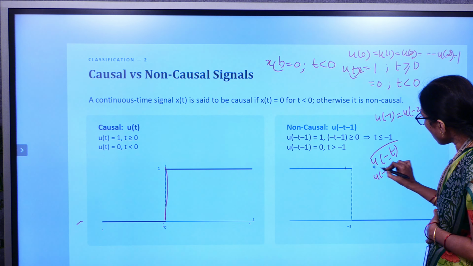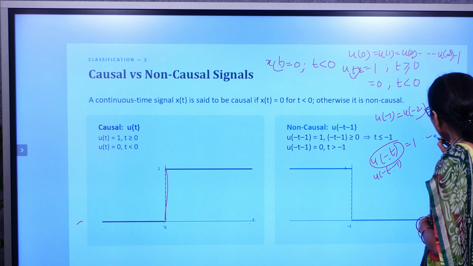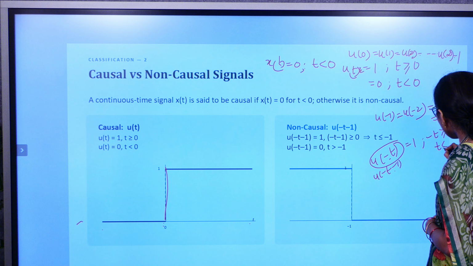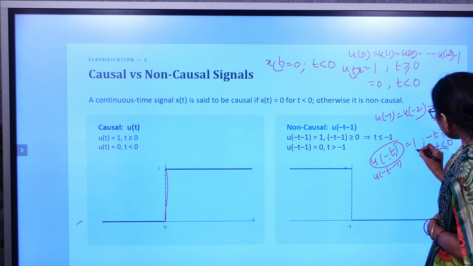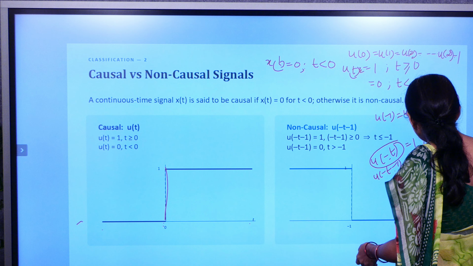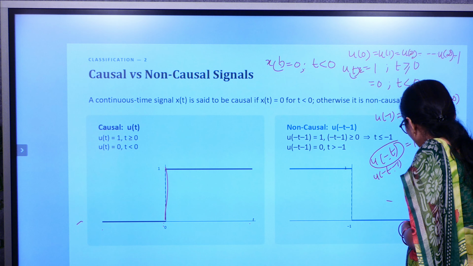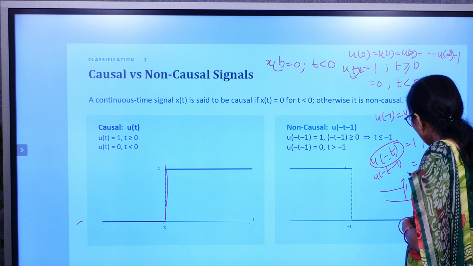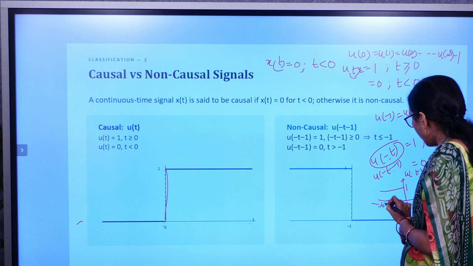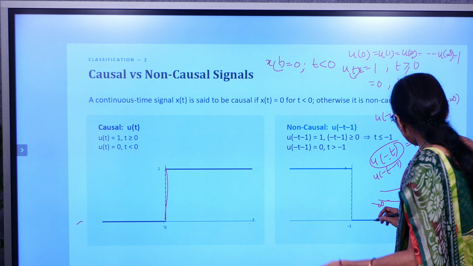Let us see where this u of minus t exists. That u of minus t equal to 1 for minus t greater than or equal to 0. Means if we neglect this negative sign, simply the symbol may be changed. Means u of minus t equal to 1 for t less than or equal to 0, and equal to 0 for t greater than 0. Means u of minus t exists only for negative values of t. Means minus infinity to 0, value 1. For positive values of t, that value is 0.